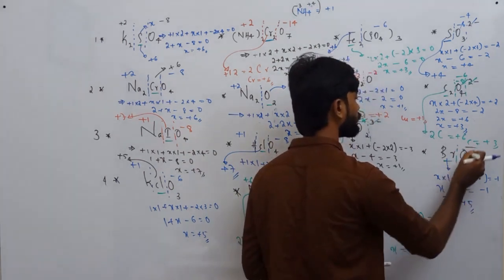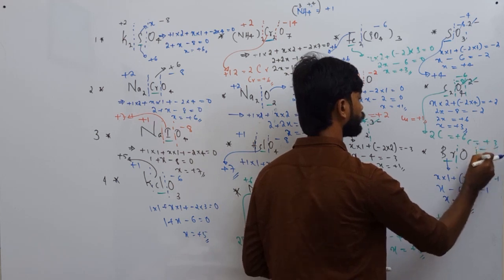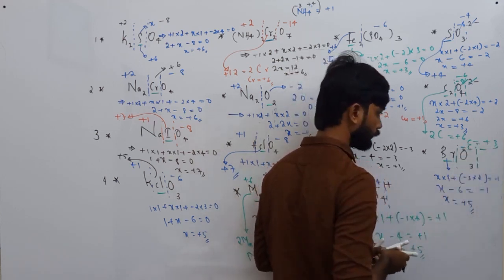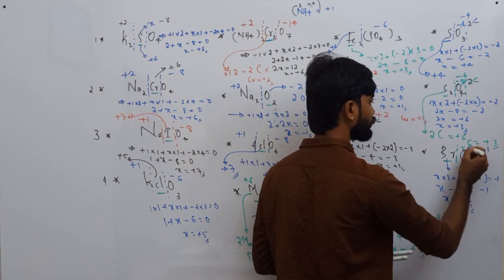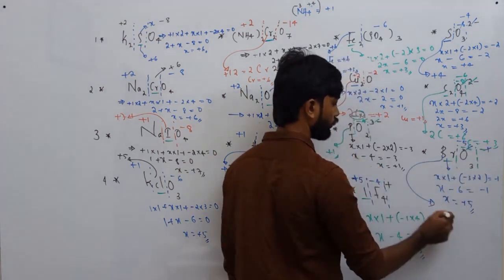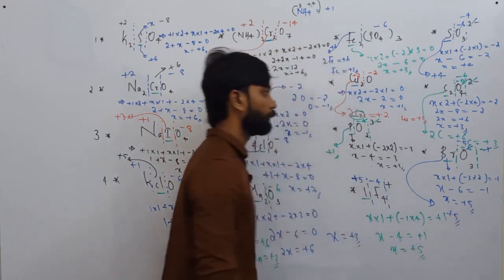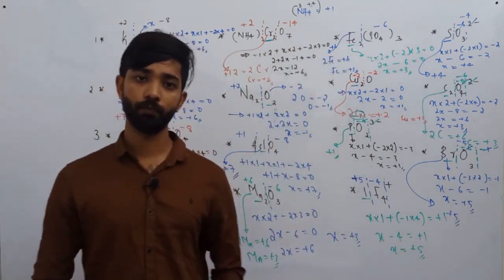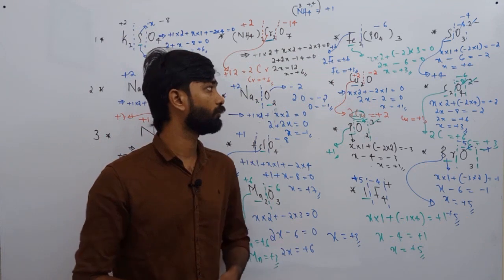Or by splitting it into 2, here minus 6 and outside is minus 1. So this is cancelled. The net charge is minus 5 here. So bromine should offer plus 5. Okay, in all cases the answer is the same. So you can use any one of these methods.